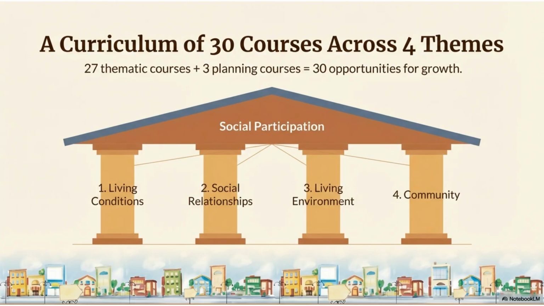Our curriculum is robust, consisting of 27 thematic courses and 3 planning courses, totaling 30 different opportunities for growth. These courses are structured across 4 main themes: living conditions, social relationships, living environment, and community.